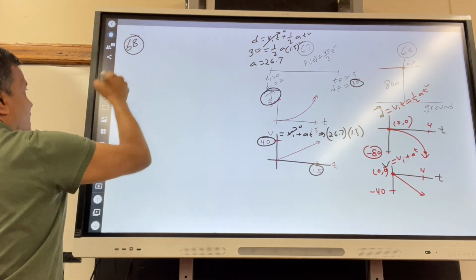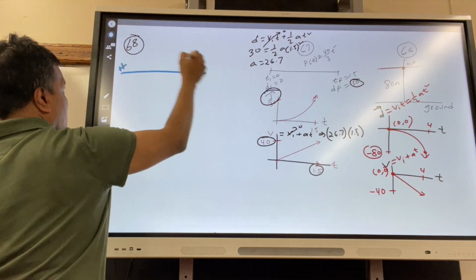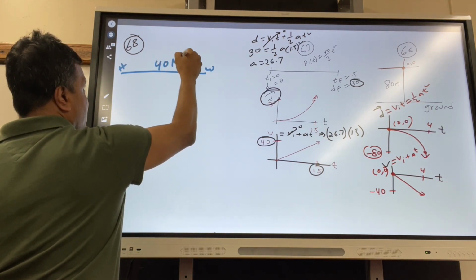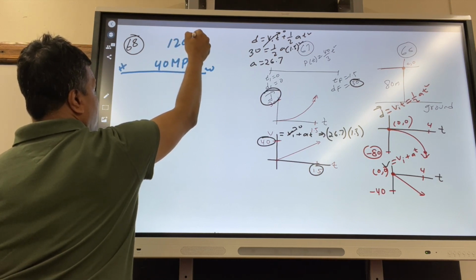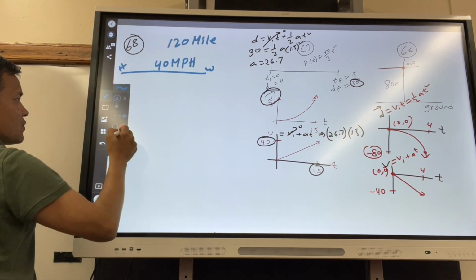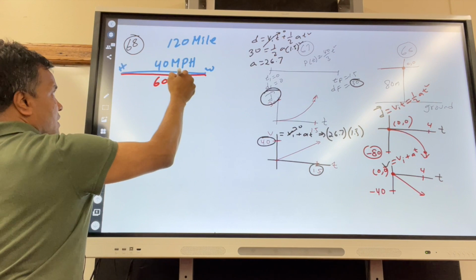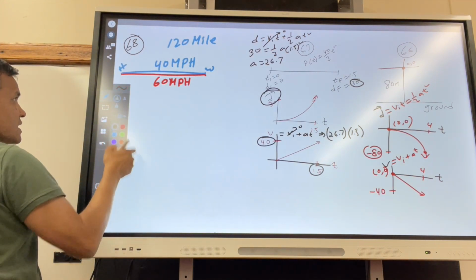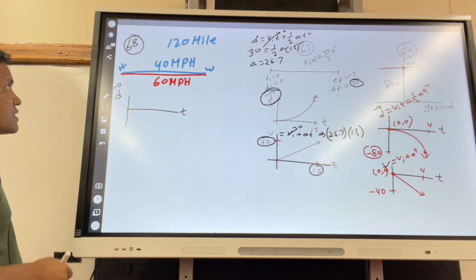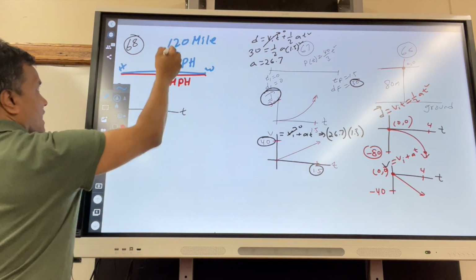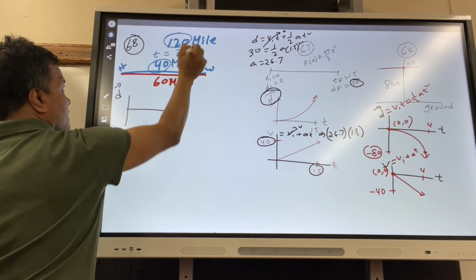Now we're going to do 68. All right, 68, you have home to work. If I move from home to work with 40 miles per hour, and the distance between home and work is 120 mile, and then you move from work to home with 60 mile per hour, then what would your displacement versus time graph be? Well, you need to find the time. Time is 120 divided by 40, which is 3 hours.